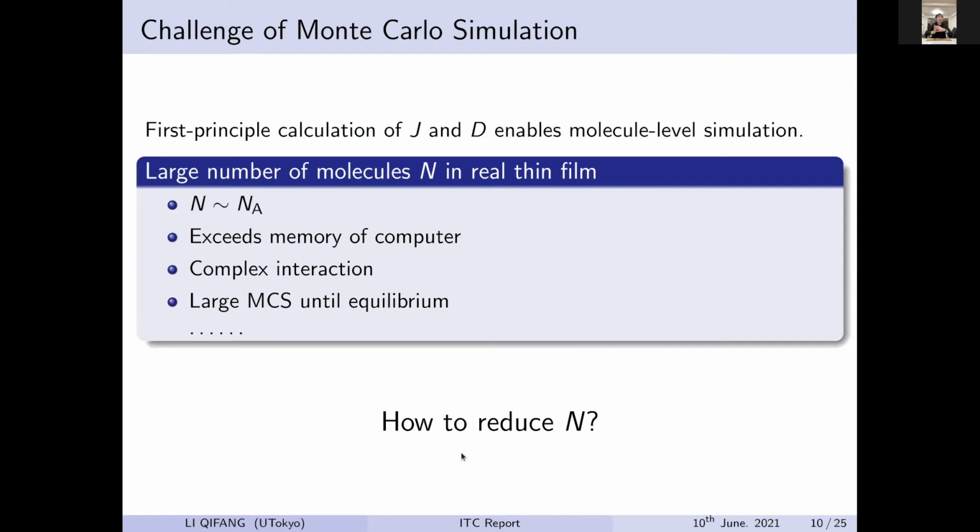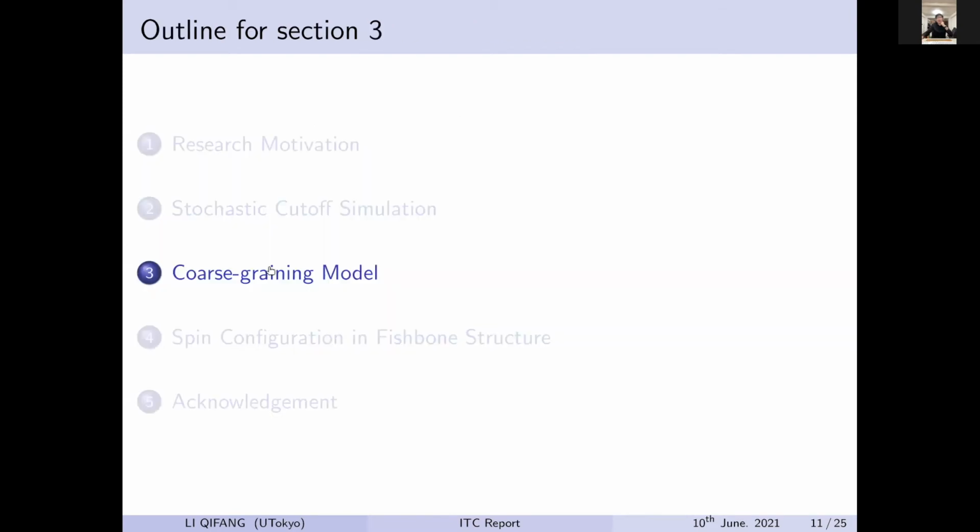However, we are still facing a series of challenges in Monte Carlo simulation. If we want to calculate the spin configuration from a molecular level using first-principles calculation, because there is a large number of molecules in real thin films, of the same order as the Avogadro constant, the spins usually exceed the memory of the computer, and the form of interaction is fairly complex. And we would need to wait for a large number of Monte Carlo steps until the equilibrium state is reached. So here comes the central problem: how to reduce N. In my simulation, I introduced the coarse-graining model to solve this problem.